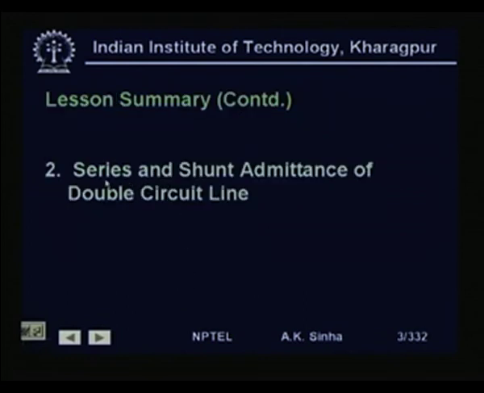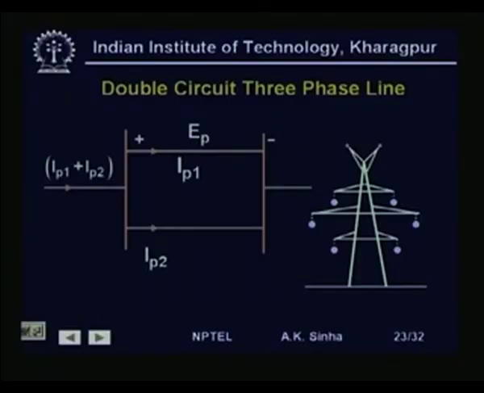Then we will talk about a double circuit line, and how we calculate the series and shunt impedance of the double circuit line. Such a system we are showing here. Here we have a 3-phase line. This is one circuit and this is another circuit which is placed here. So, this is a double circuit system. Here we are showing this double circuit line.